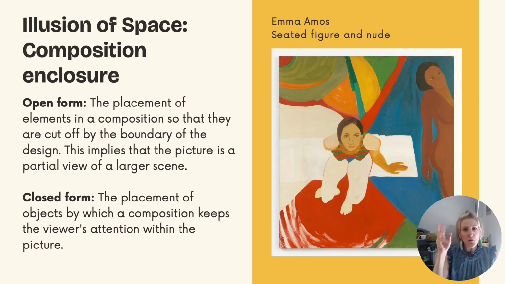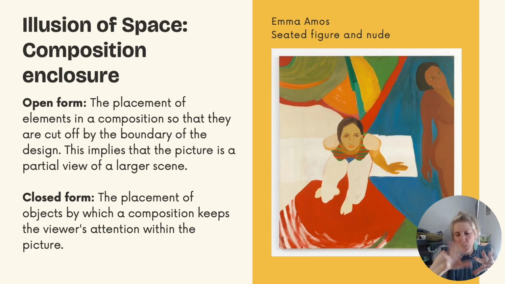And next we have two different types of composition and closure when we're thinking about creating an illusion of space. We have open form and closed form. Open form is the placement of elements in a composition so that they are cut off by the boundary of the design. It implies that the picture is a partial view of a larger scene, right?